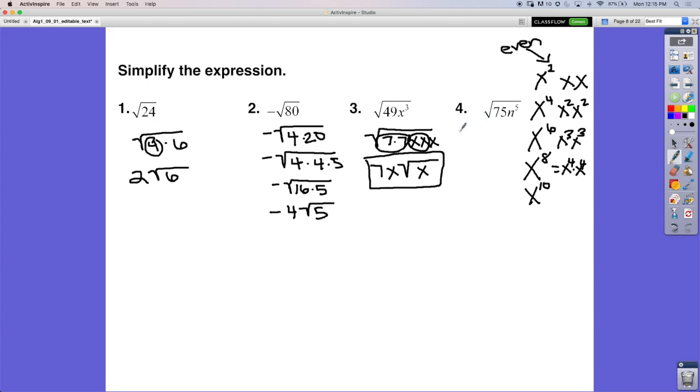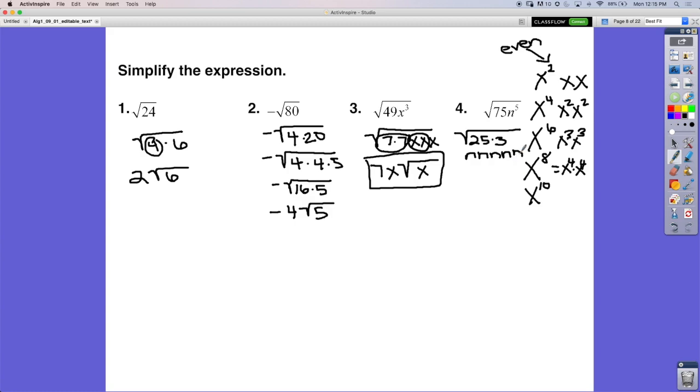Okay, let's do this last one. So 75. Where's my perfect square in 75? What times what? 75 is 25 times 3. Okay, n to the 5th. So I'm just going to write this out so it's easier for you to see right now. But soon, with lots of practice, especially tomorrow in IXL, you're going to get used to it. This is just practice.